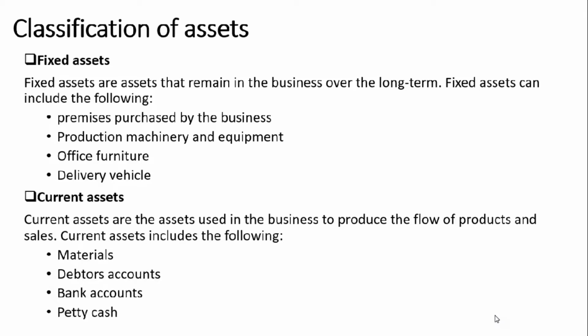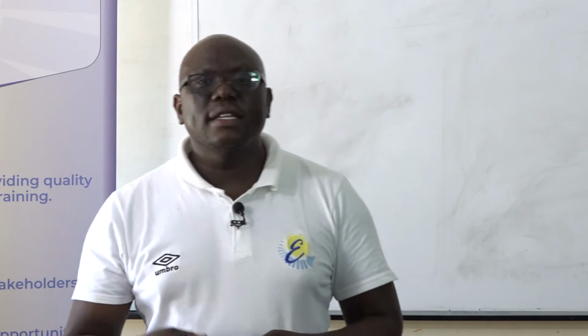Current assets, we are talking about assets that are used in the business to produce a flow of product and sales, such as materials, debtors accounts, and bank accounts, as well as petty cash and many others. Those are the current assets that we can use in a short period of time.